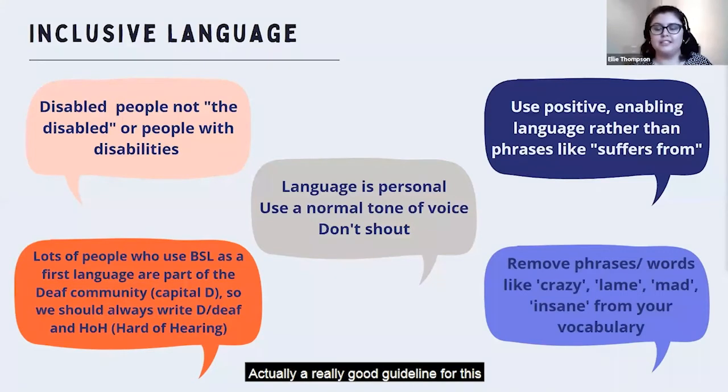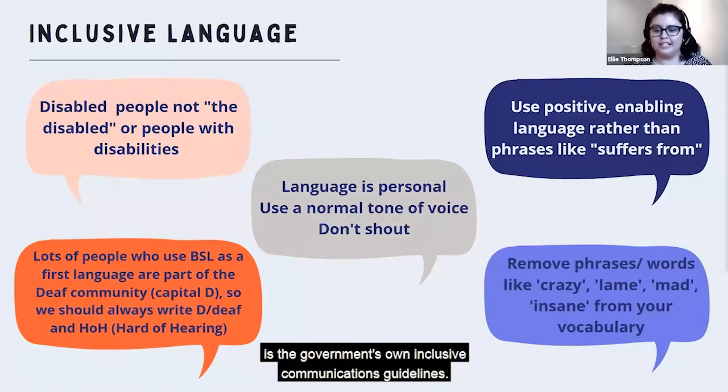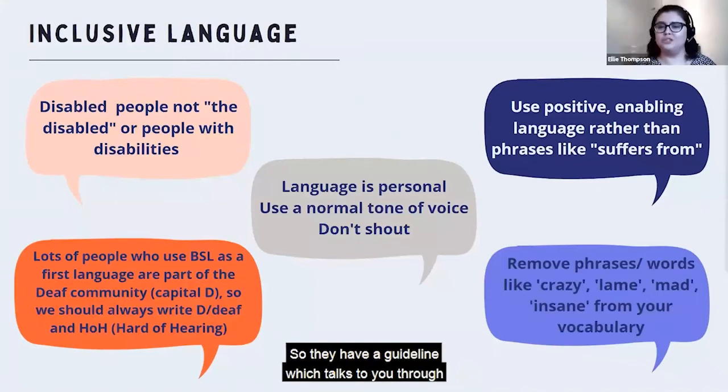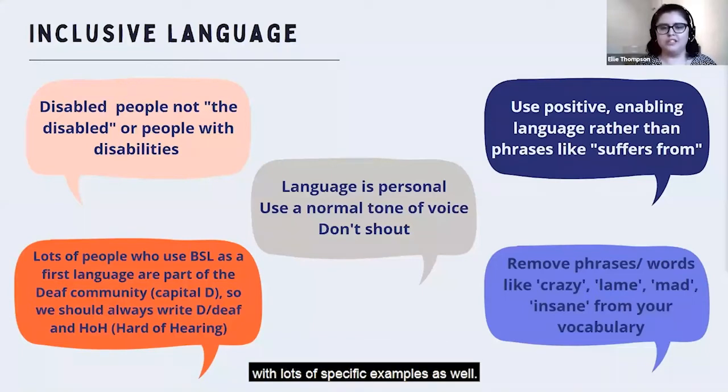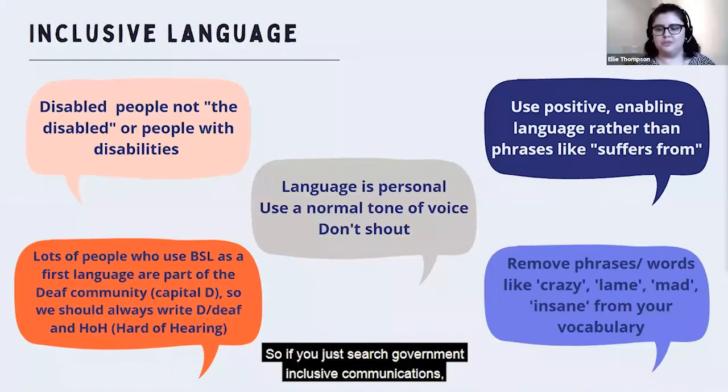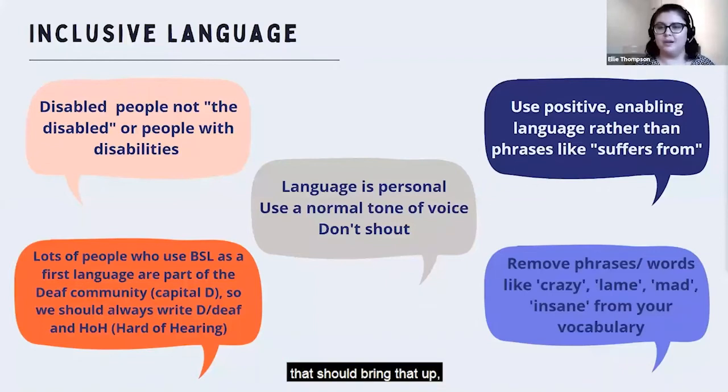Actually, a really good guideline for this is the government's own inclusive communications guidelines. They have a guideline which talks you through the best ways of referring to disabled people with lots of specific examples as well. So if you just search government inclusive communications, that should bring that up, and it's a really good way to start.